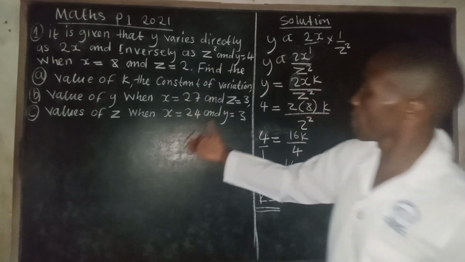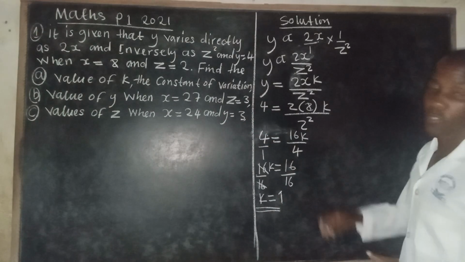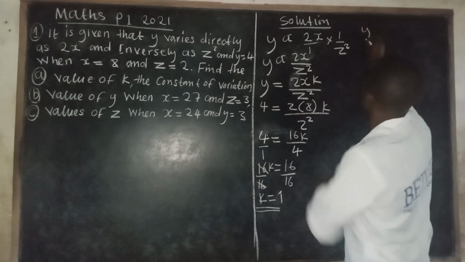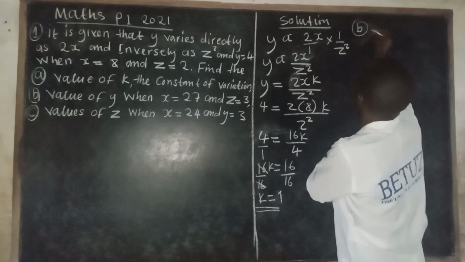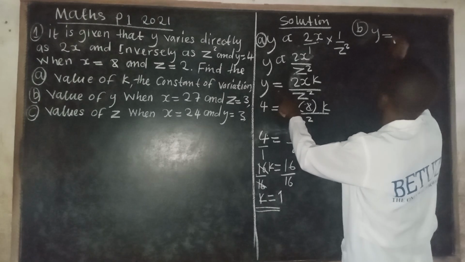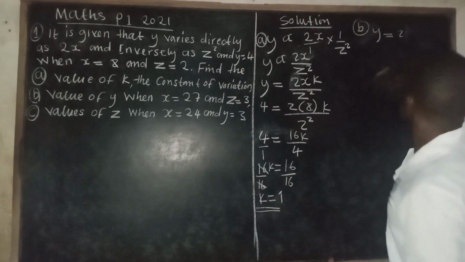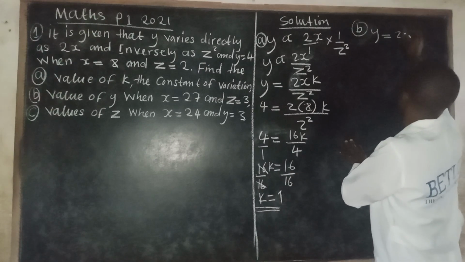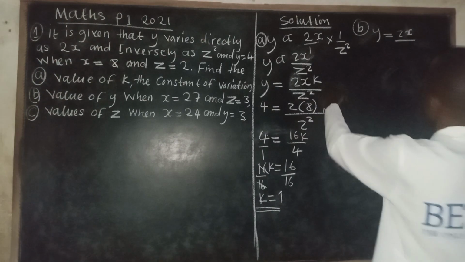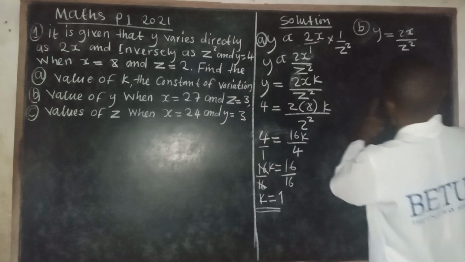Question B says find the value of y when x is equal to 27 and z is equal to 3. So now we are going to use the same relation that we have, which is y. This is now how we are trying to solve B. We get y equals 2x. First of all, what is our k? Our k is 1, so 2x times 1 is 2x, over z squared. That is the formula we are going to use.